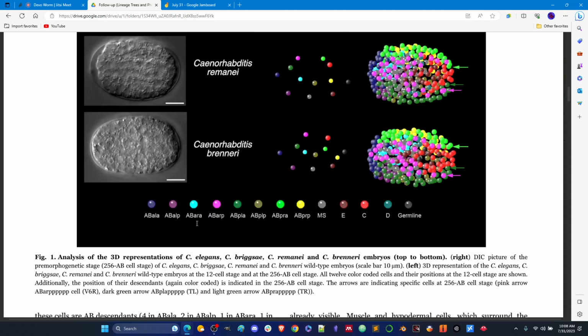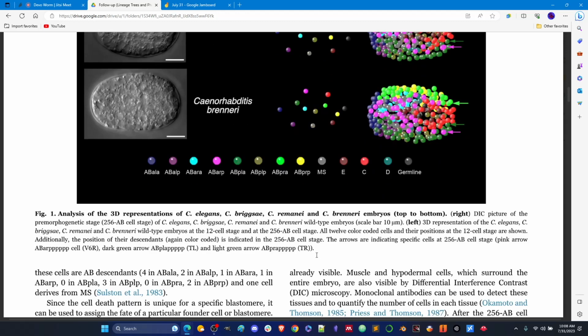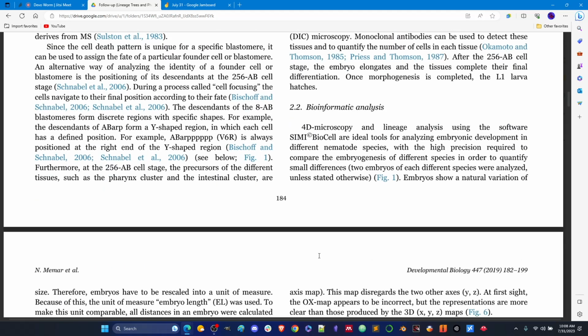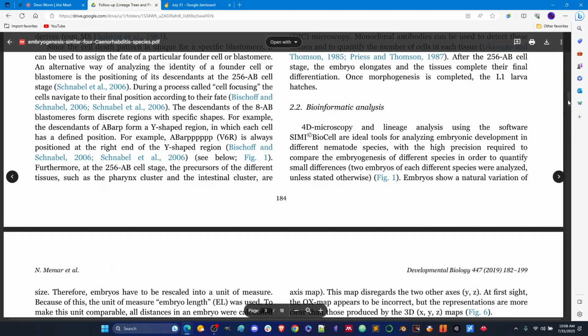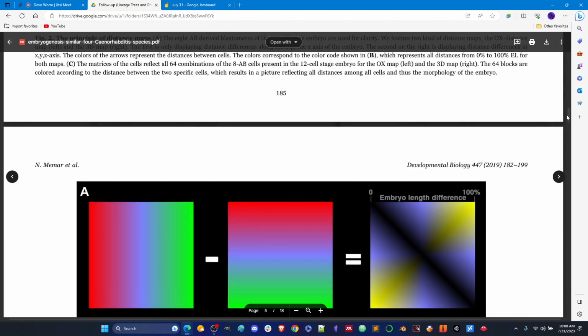Yeah, so these are the founder cells here. These are just versions of AB, P, and then down there, the germline, of course. Okay, can you show us the lineage trees? I don't know if they have the lineage trees in the paper.